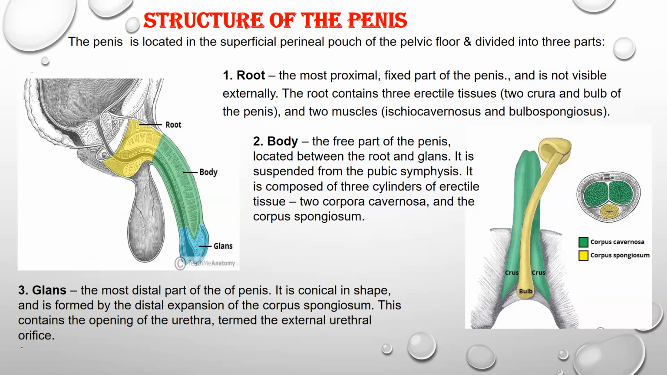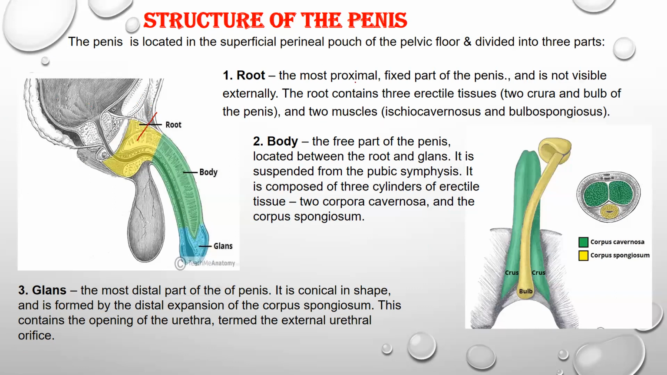Now when we are talking about the structures, there are three structures: root, body, and the glans. So over here is a beautiful image, which we can explain to you. This yellow part is the root, which is attached directly with the pelvic floor muscles. And then we have the body, and then we have the glans in blue color.